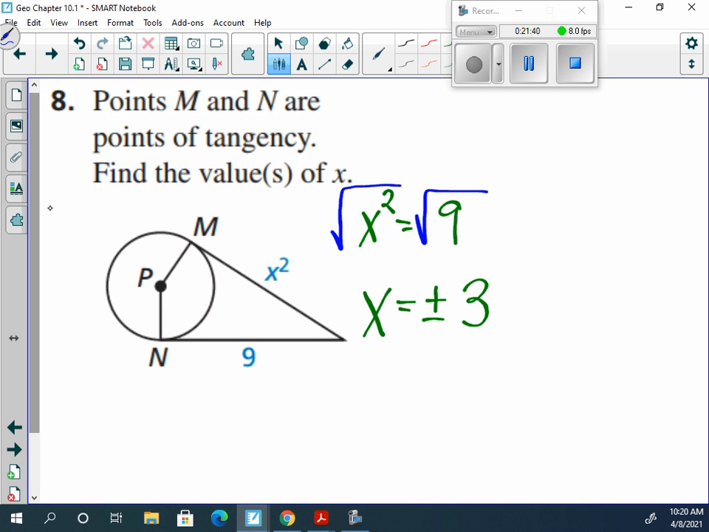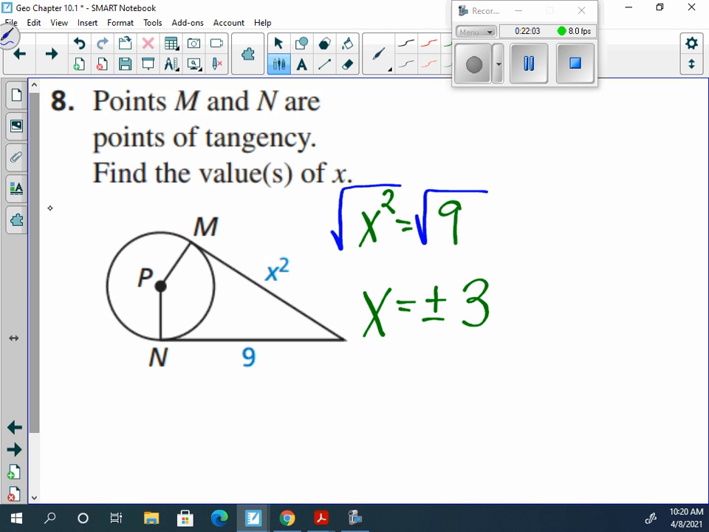Is negative 3 times negative 3 is what? 9. 3 times 3 is? So whenever we square root both sides, it's really that we have x is equal to plus or minus 3, because it could be positive or it could be negative values.